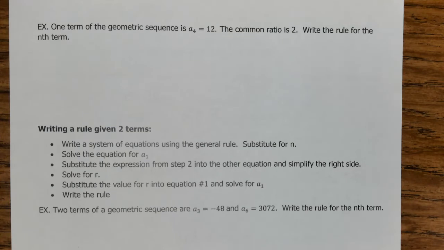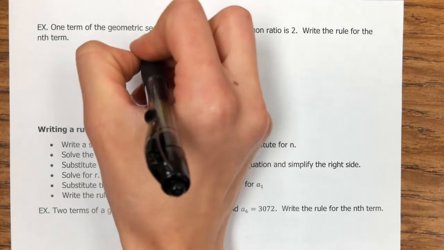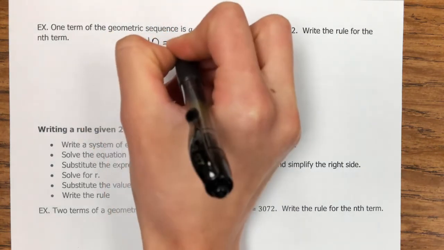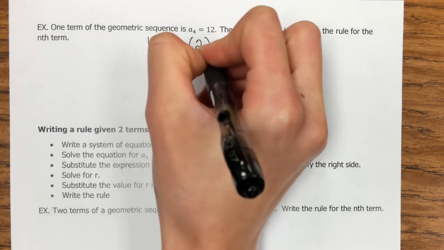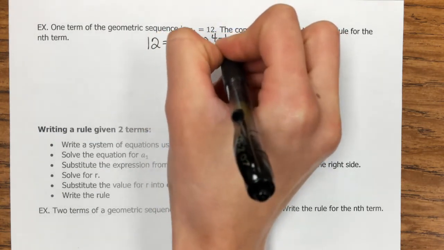One term of the geometric sequence is A4 equals 12. The common ratio is 2. Write the rule for the nth term. So A4 equals 12 tells me my AN, and it tells me my N is 4. And I also know my common ratio. What am I missing? A1. So that's what I'm going to solve for. So I'm going to have 12 is equal to A1 times my ratio of 2 raised to the 4 minus 1 power.